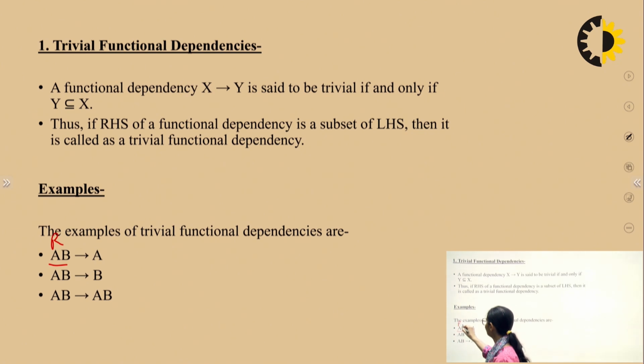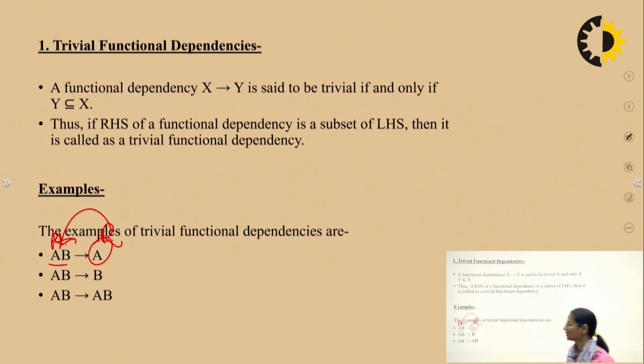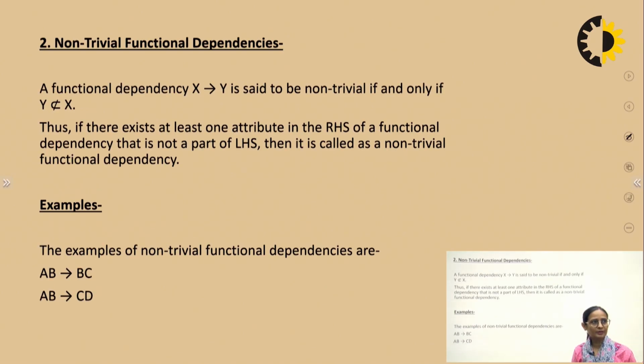This is my right hand side and this is my left hand side. Here, this is my left hand side and this is my right hand side. So what we are having? We are having the right hand side as a subset of my left hand side. So in this case, these are the examples of my trivial dependency.